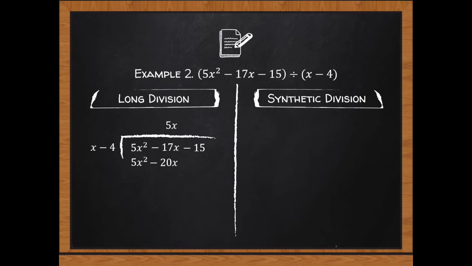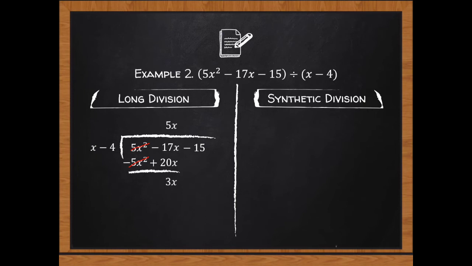After multiplying, ang next procedure natin is subtraction. So, to subtract, kailangan nating palitan ng sign ng 5x squared at ng 20x. So, magiging negative 5x squared and then plus 20x na to. So, 5x squared minus 5x squared, 0. So, cancel na tayo. And then negative 17x plus 20x is positive 3x.